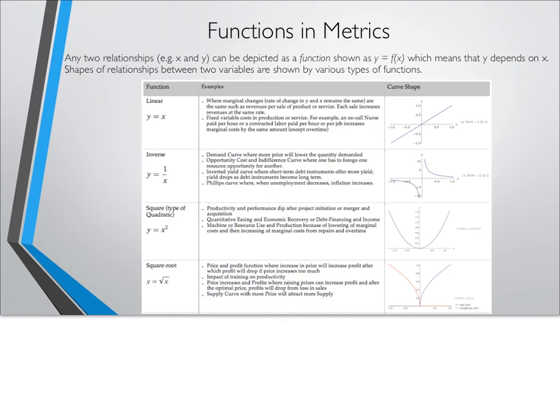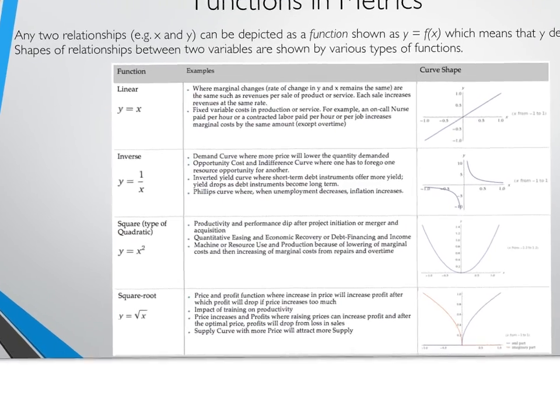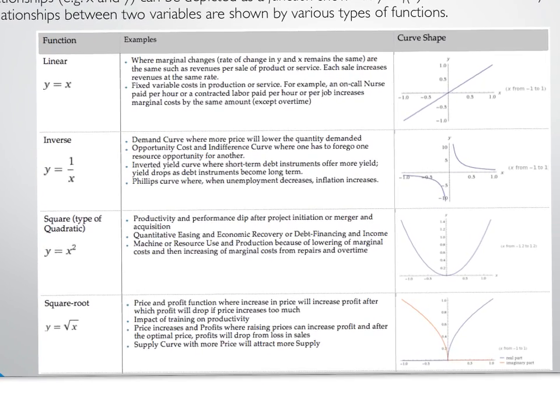So any two variables, such as x and y, where y is the outcome and the x's are the causes, can be depicted as y is a function of x, which means that y depends on x. So shapes of relationships between two variables are shown by various types of functions. Let's look at some of them. A linear function is when the marginal change, that is the rate of change between y and x, remains the same, such as revenue per sale of products or services.